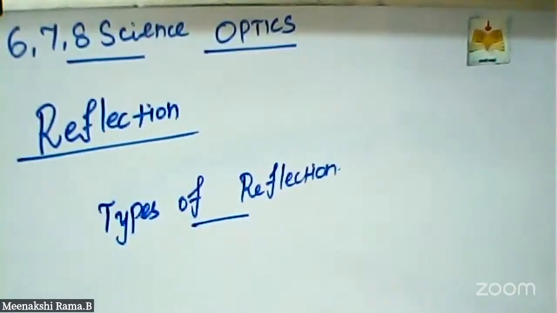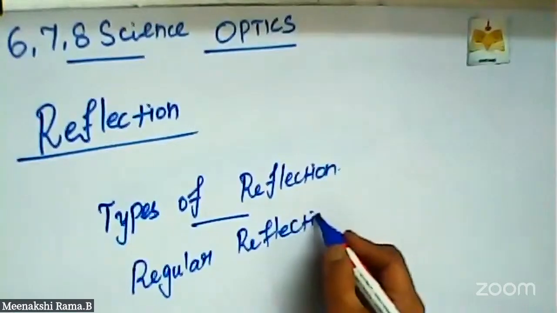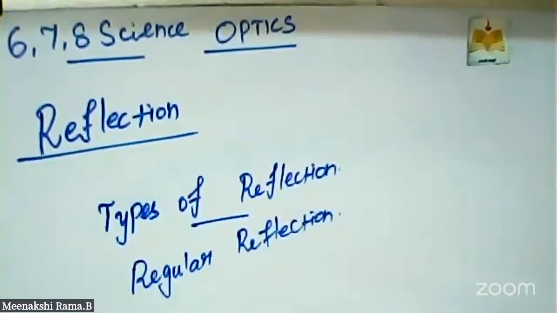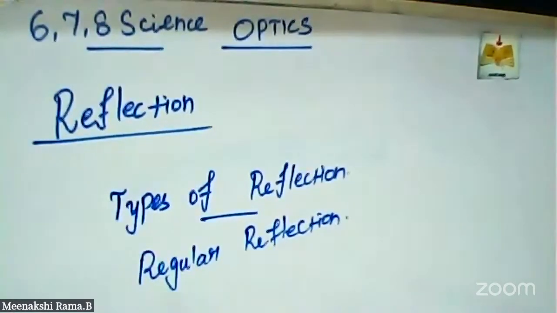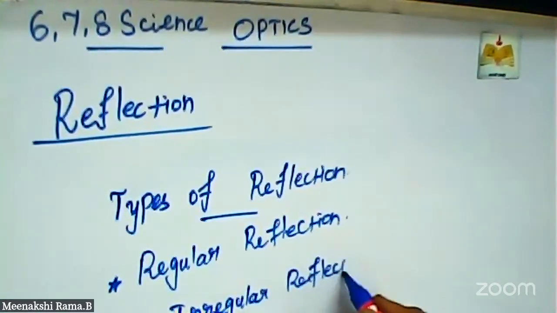Okay, today we are going to learn the types of reflection. There are two types of reflection. One is regular reflection, and the other is irregular reflection. How are regular and irregular reflections formed?